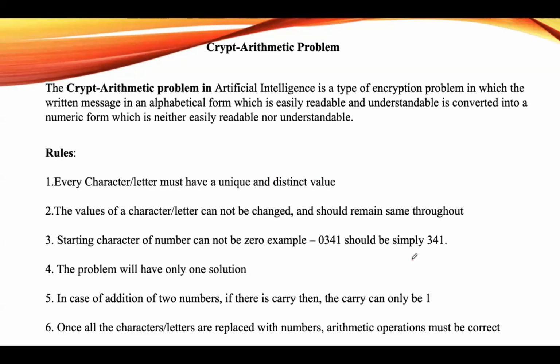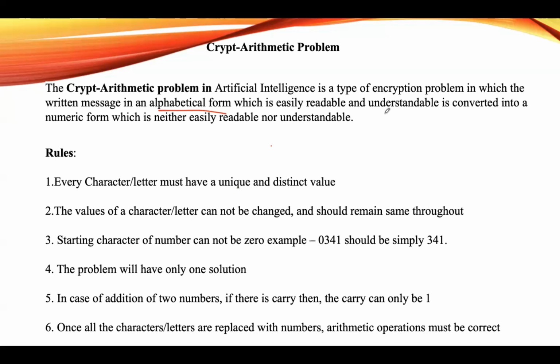In this lecture, let us discuss the cryptarithmetic problem. A cryptarithmetic problem is a kind of encryption problem where the given message, which is in the form of alphabets, will be encrypted into a non-readable format. So here, the message is in alphabetical form. If anything is in the form of plain text, then it can be understood by any person, right? So it is easily readable as well as understandable.